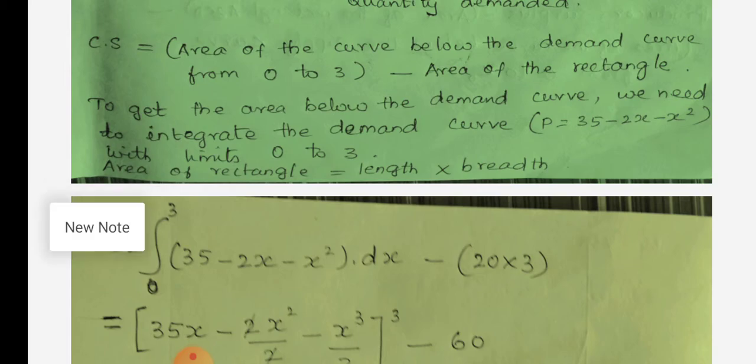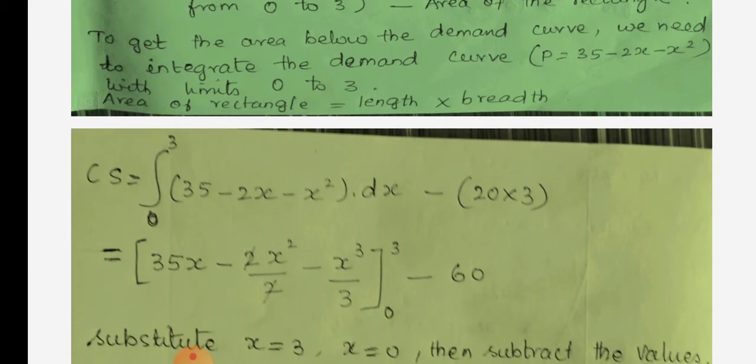Area of the rectangle, all of us know it is length into breadth. Here the length is nothing but 3 into 20. You can take it in either way, length to be 20 and the breadth to be 3. Now, how to integrate and find the values?